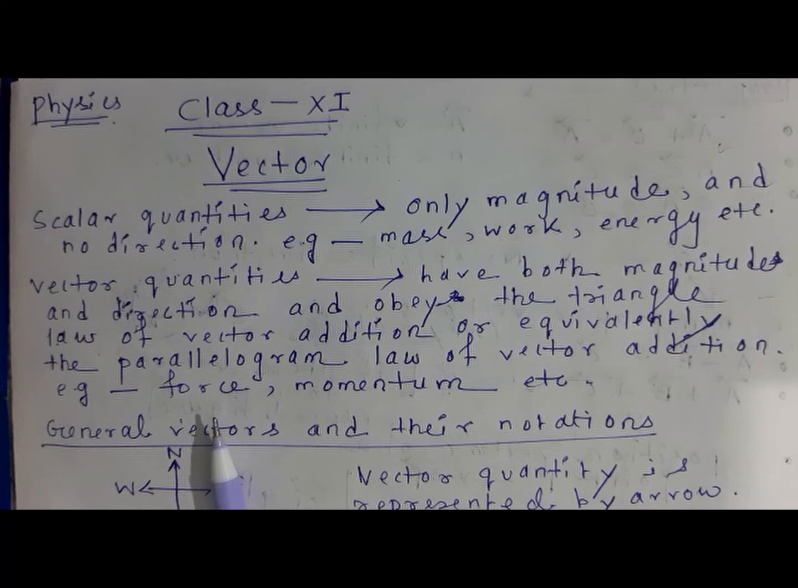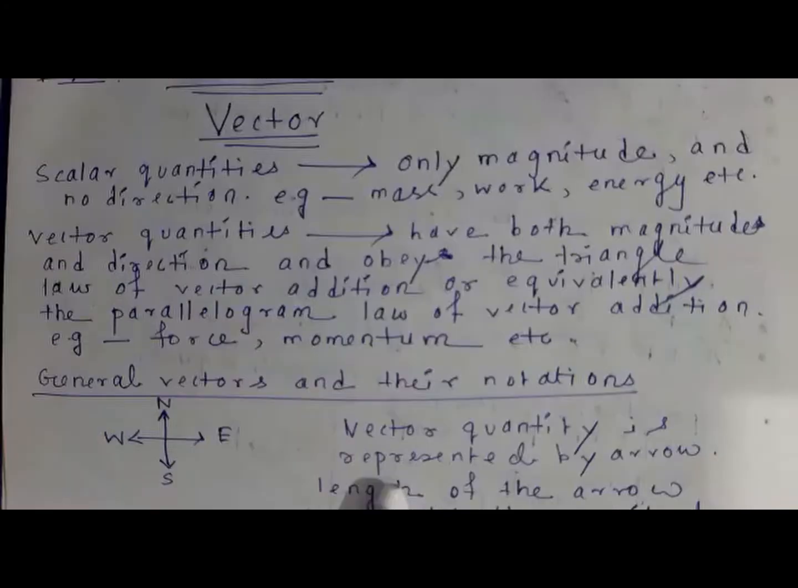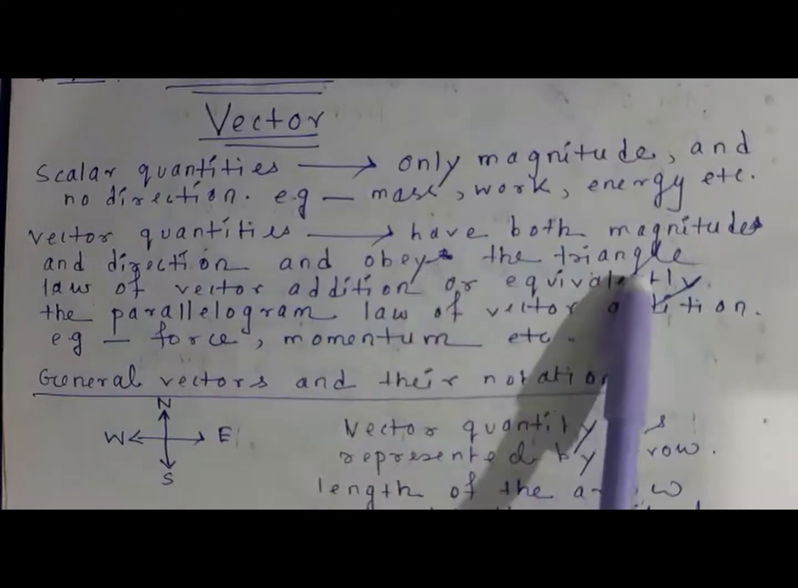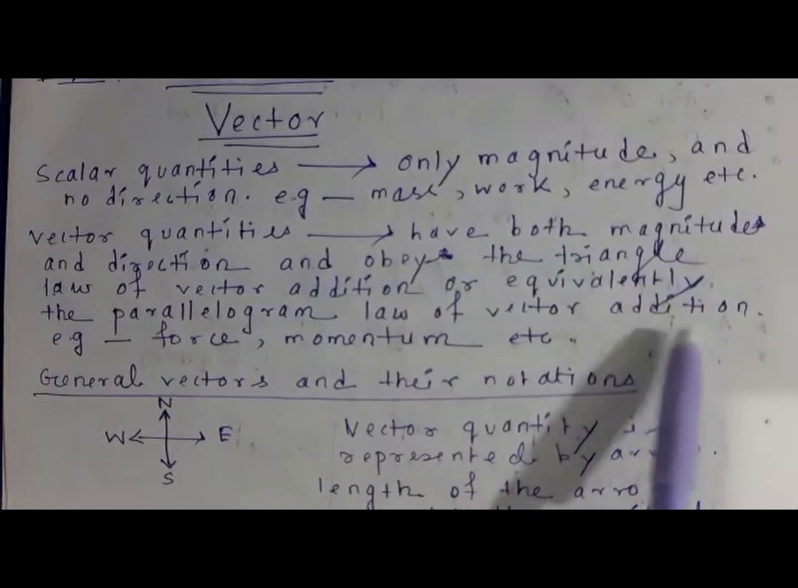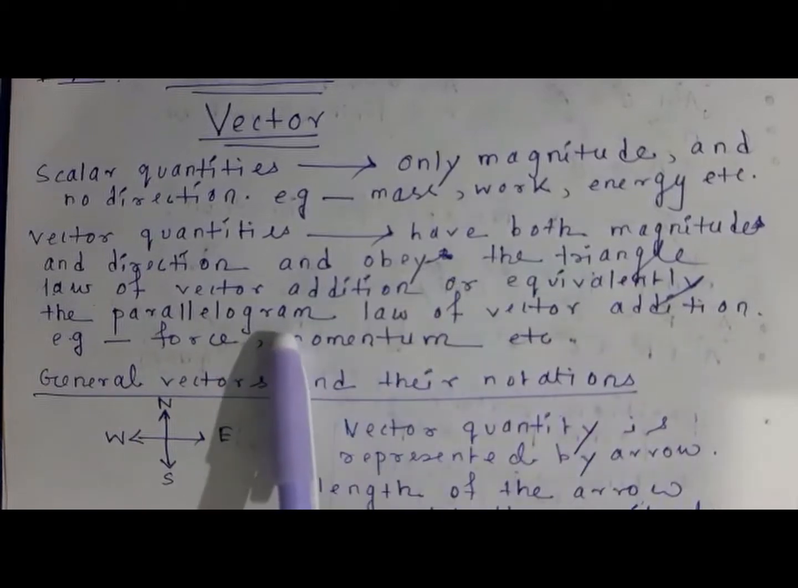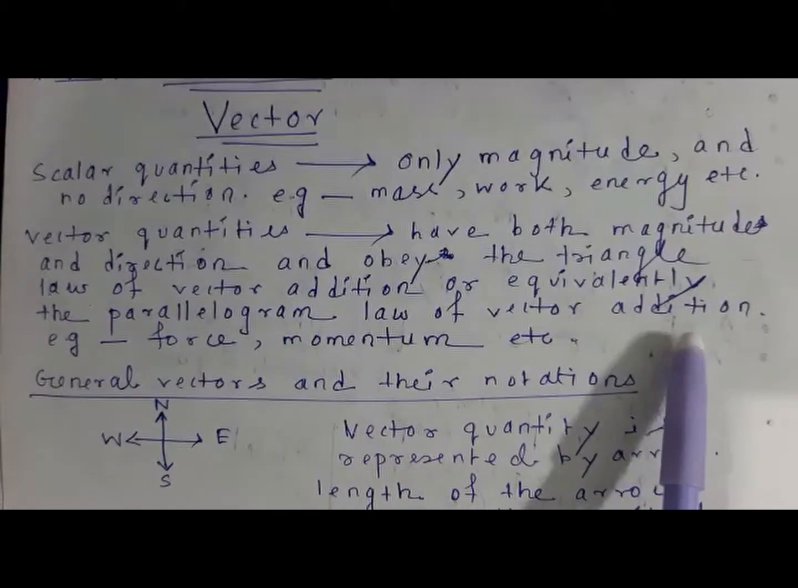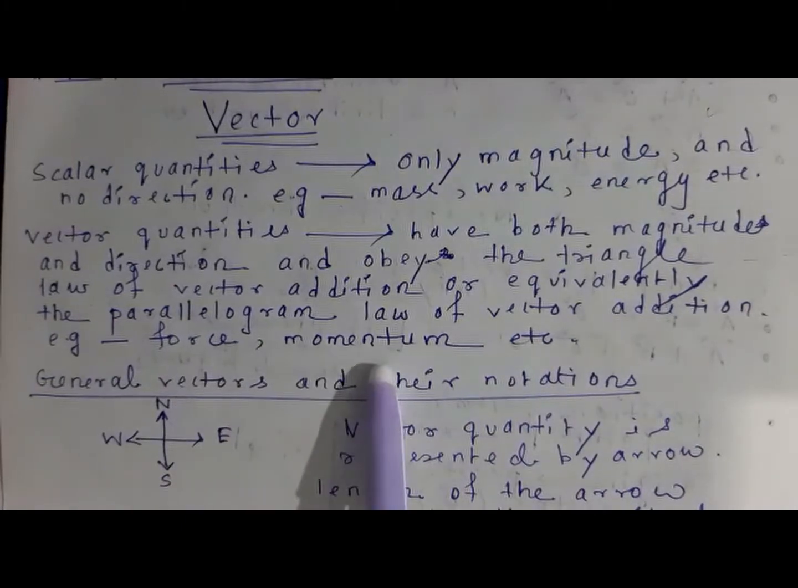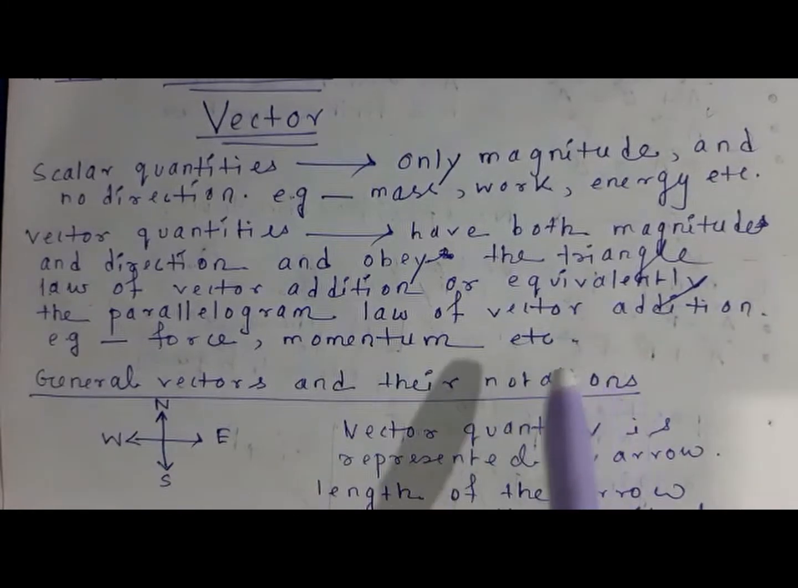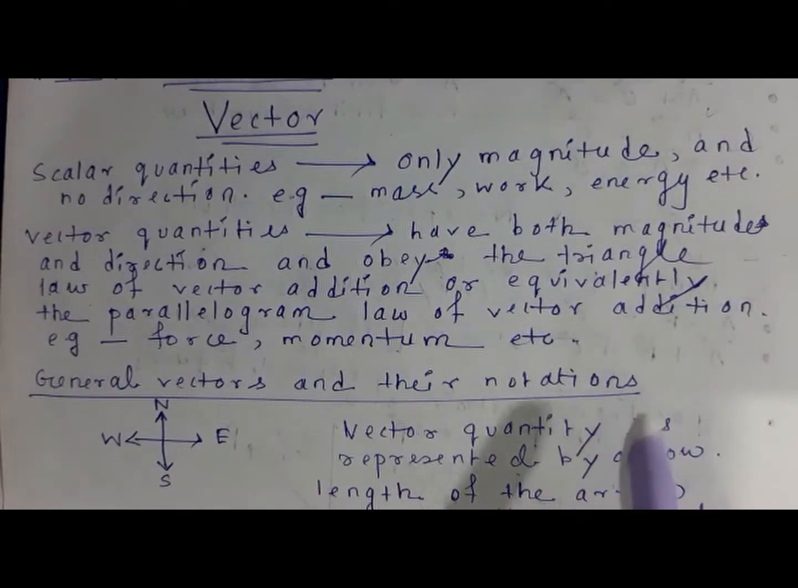And vector quantities have both magnitude and direction, and they obey the triangle law of vector addition, or equivalently the parallelogram law of vector addition. Now, what are these two laws? I will discuss later in the video. Now, for example, you can say force, momentum, acceleration, weight. There are many other examples.